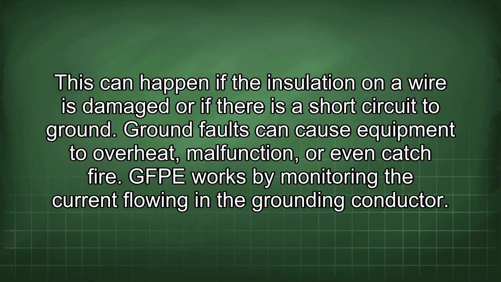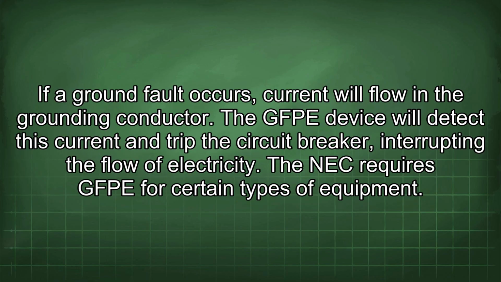GFPE works by monitoring the current flowing in the grounding conductor. If a ground fault occurs, current will flow in the grounding conductor. The GFPE device will detect this current and trip the circuit breaker, interrupting the flow of electricity.